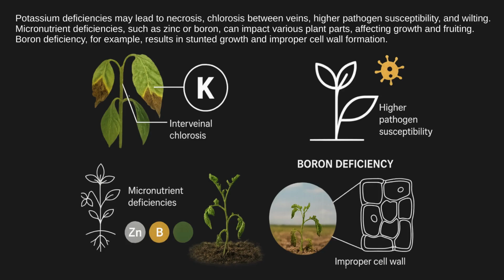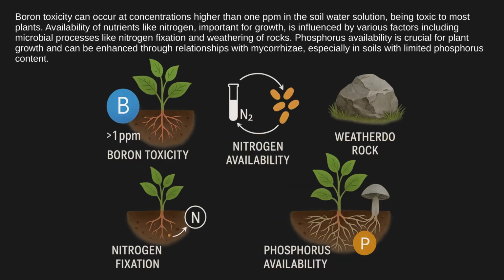Micronutrient deficiencies such as zinc or boron can impact various plant parts, affecting growth and fruiting. Boron deficiency, for example, results in stunted growth and improper cell wall formation. Boron toxicity can occur at concentrations higher than 1 ppm in the soil-water solution, being toxic to most plants.